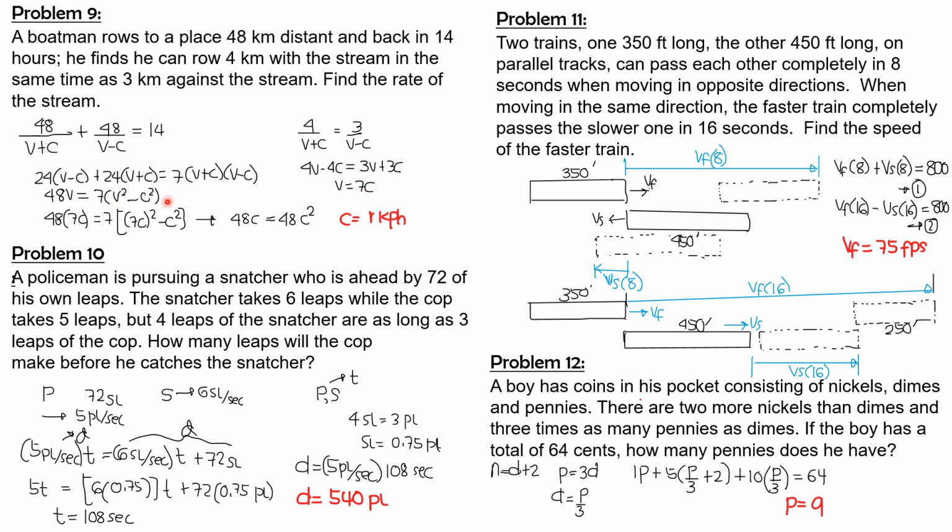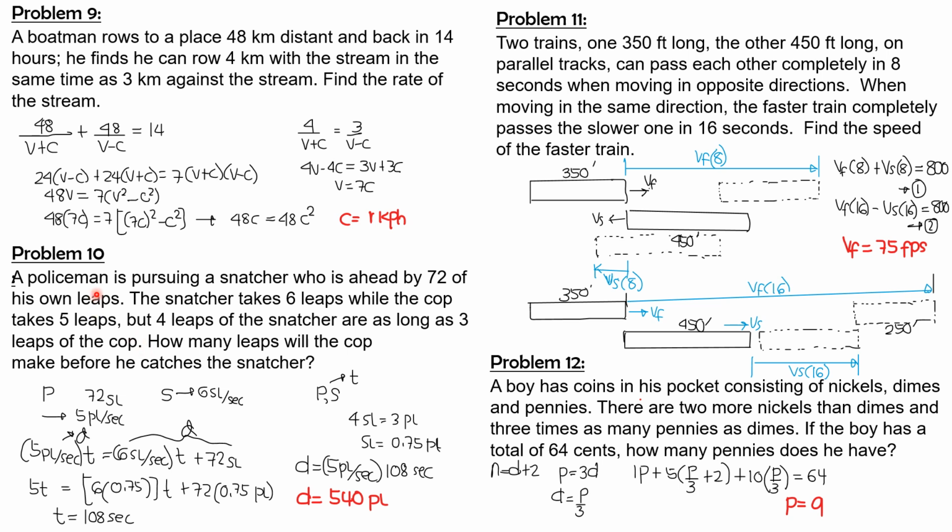Substitute into this equation here. So 48 times 7C equals 7 times quantity 7C squared minus C squared. So cancel 7, we have 48C equals 49C squared minus C squared, which is 48C squared. So cancel out C again, and cancel 48, leaving C on the right side, 1 on the left side. So C is 1 kilometer per hour.